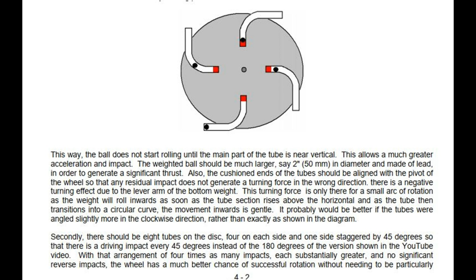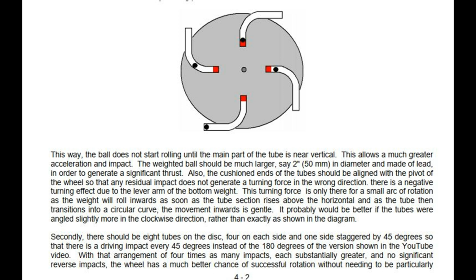There is a negative turning effect due to the lever arm of the bottom weight. This turning force is only there for a small arc of rotation, as the weight will roll inwards as soon as the tube section rises above the horizontal, and as the tube then transitions into a circular curve, the movement inwards is gentle. It probably would be better if the tubes were angled slightly more in the clockwise direction, rather than exactly as shown in the diagram.